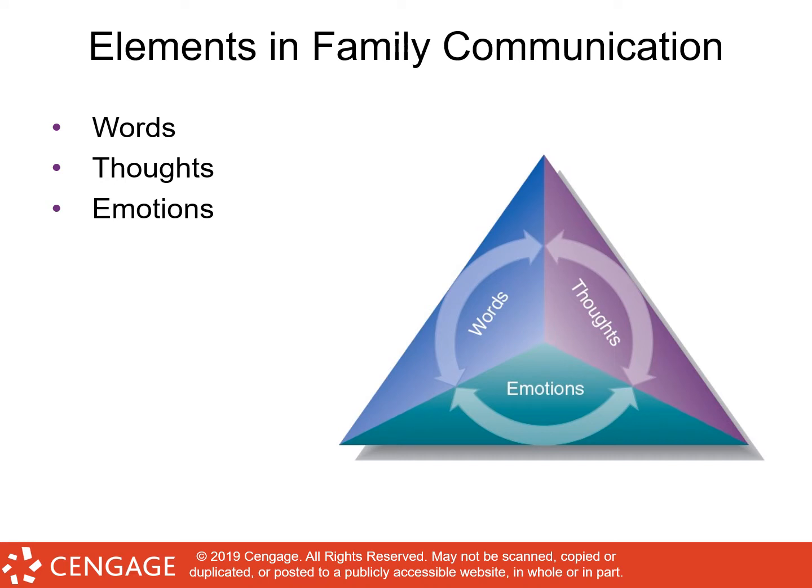Clifford Notorious in 1996 published a study that identified three key elements that you can see here with this pyramid that influence how satisfied people are in long-term relationships, especially how they are in family relationships. Talking about words, thoughts, and emotions. We'll start by unpacking this idea of words and how it influences how satisfied we feel in family communication.